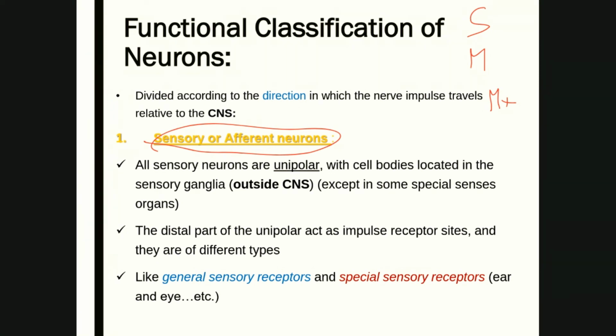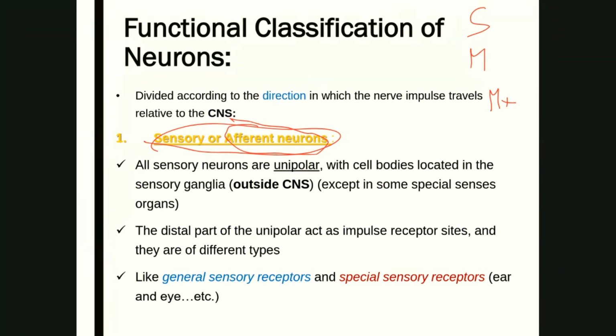For example, if there is a small pin that is pricking your skin, this neuron is taking the pain impulse from the skin towards your spinal cord, then to the brain. So this impulse is going towards the brain and spinal cord. That's what we call an afferent neuron.